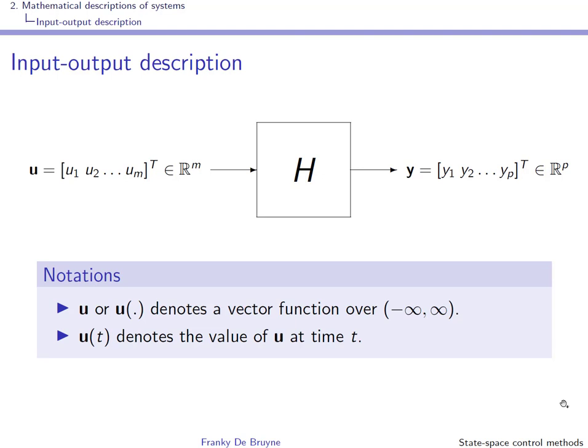Here h is in bold because the system is multivariable, and h is an operator that maps u into y. Very often we'll simply write u, and sometimes we'll write u of t, because the variable u is a vector function that depends on time that evolves from minus infinity to infinity.